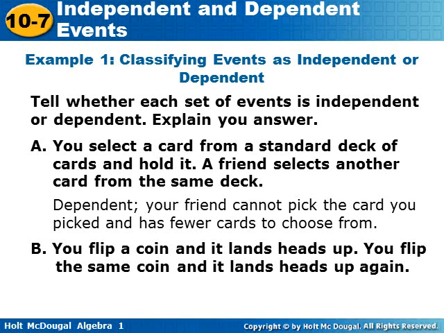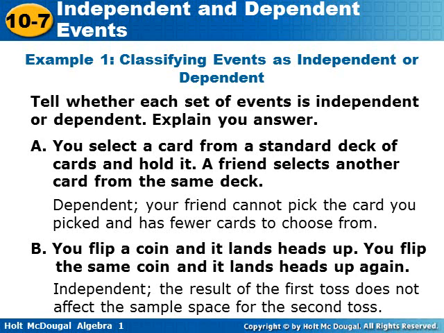B. You flip a coin and it lands heads up. You flip the same coin and it lands heads up again. These are independent. The result of the first toss does not affect the sample space for the second toss.